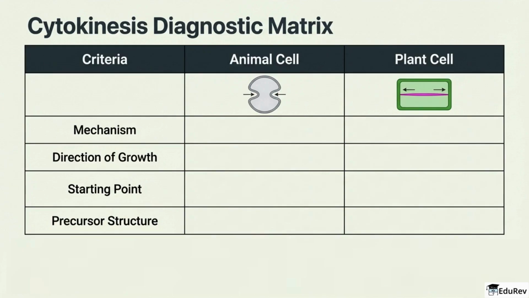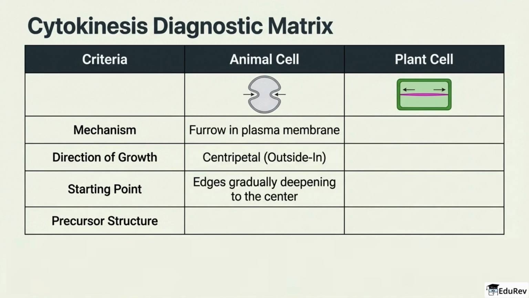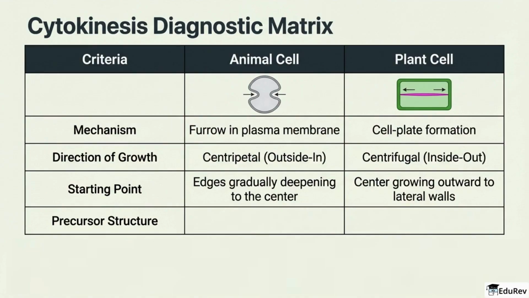In animal cells, cytokinesis happens by furrow formation in the plasma membrane. The growth direction is centripetal, meaning outside in. In plant cells, cytokinesis happens by cell plate formation. The growth direction is centrifugal, meaning inside out. The precursor structure in plants is the middle lamella/cell plate, while in animals, there is no equivalent precursor structure. The exam keyword alert on the slide is exactly right. Centripetal and centrifugal are high-frequency terms.